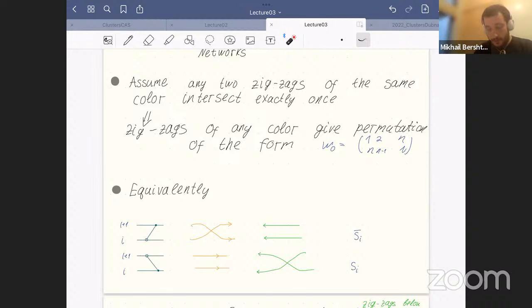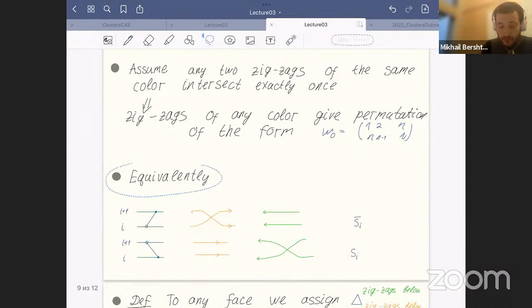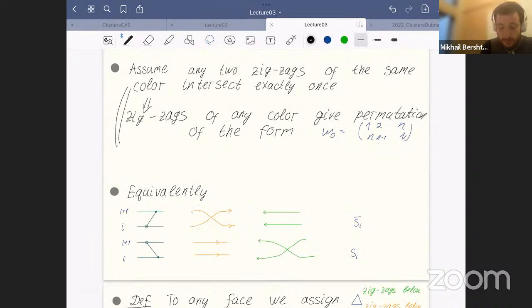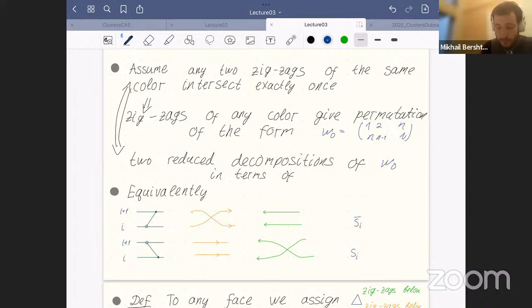And so this is a corollary. If you want to state this not as a corollary but as an equivalence, it means that we actually have two reduced expressions, reduced decompositions of w0 in terms of generators of two permutation groups.